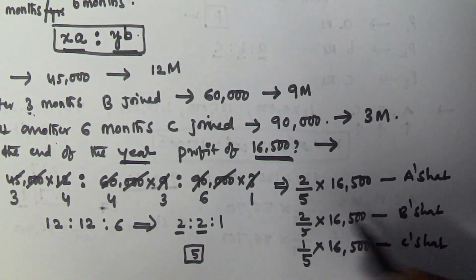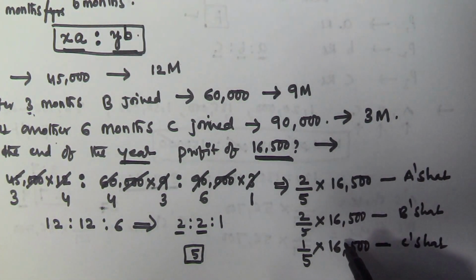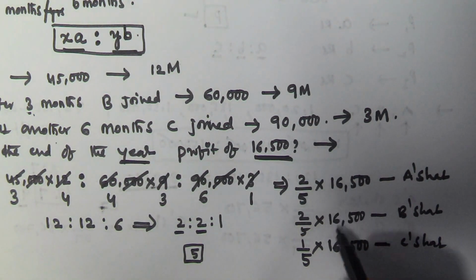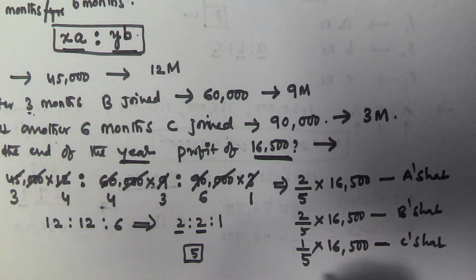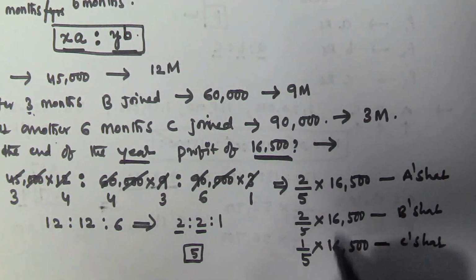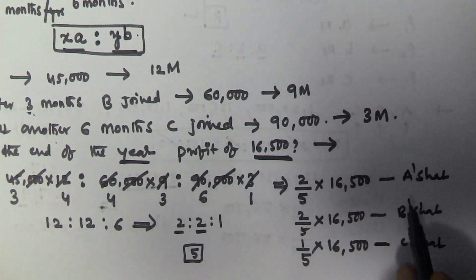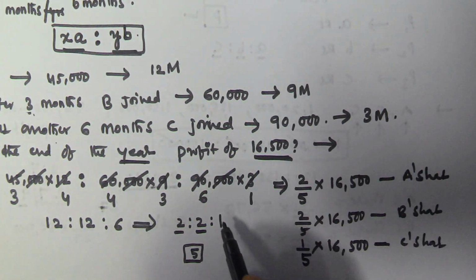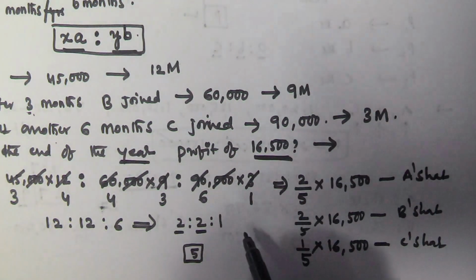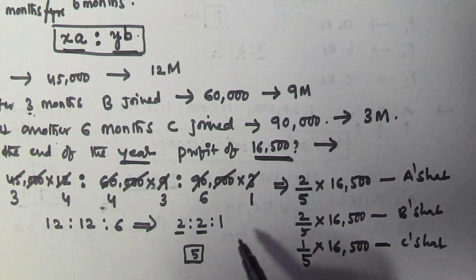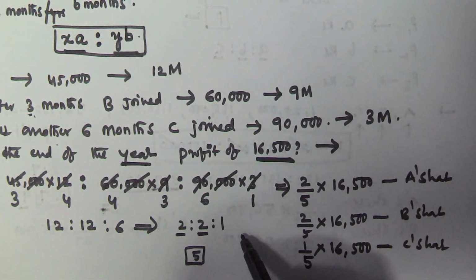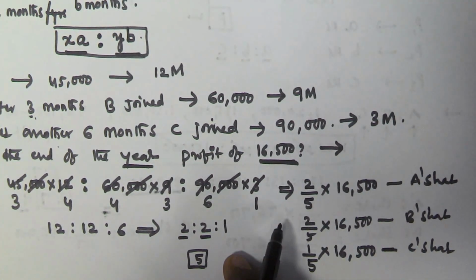We solve these multiplication and division operations, and whatever values we get are the shares of A, B and C. This is the way to solve partnership problems where the partners invest for different periods of time with different capitals.